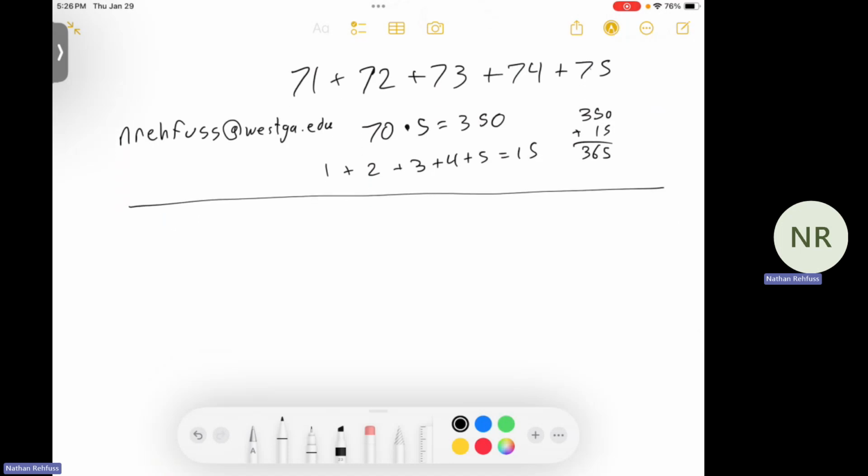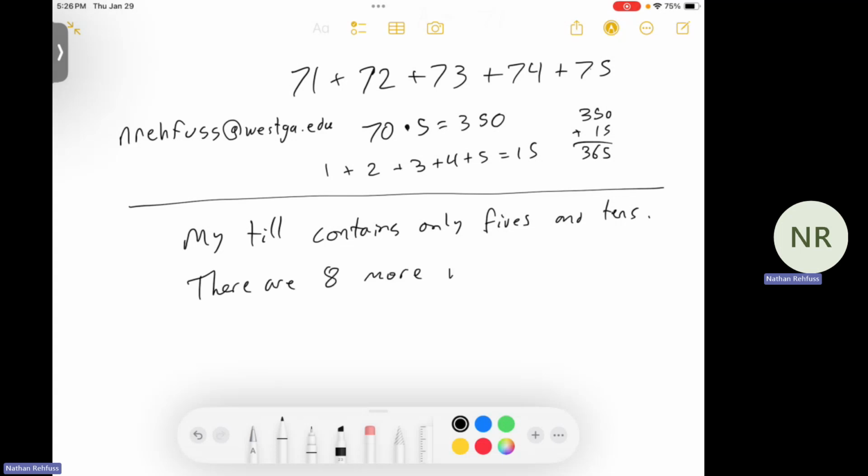All right. Our third problem today, I've decided to do 4 instead of 3, incidentally. Our third problem today has to do with money in a cash register. My till, my cash register, contains only $5 bills. I'm just going to write 5s and 10s. There's no 1s, 20s, 50s, or 100s. Only $5 bills and $10 bills. All right. There are 8 more 5s than 10s.